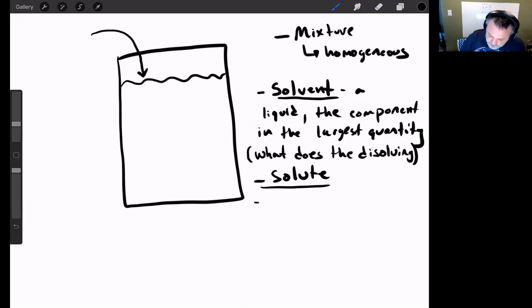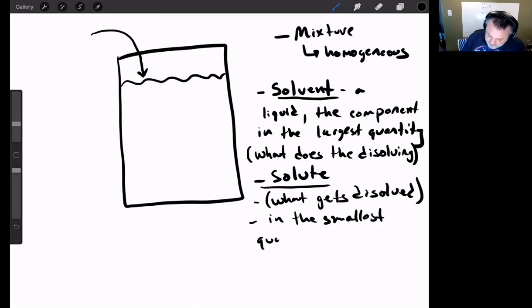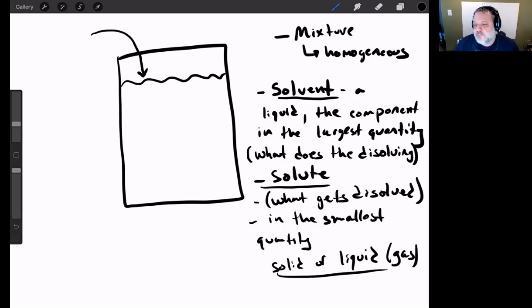The solute is what gets dissolved. It's in the smallest quantity. And it can be a solid or a liquid, and it could even be a gas. It's much harder to make solutions with gases, but you can definitely do that.